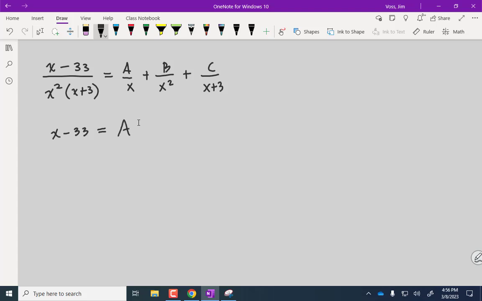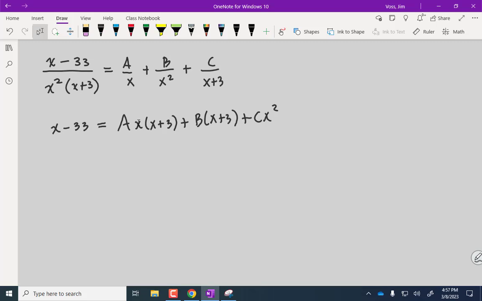Here we're going to have ax times x plus 3 plus b times x plus 3 plus c x squared. Agreed? Still, why is the b not having another x? If you multiply both sides by x squared, that goes away. Ah, thank you. And that is why.